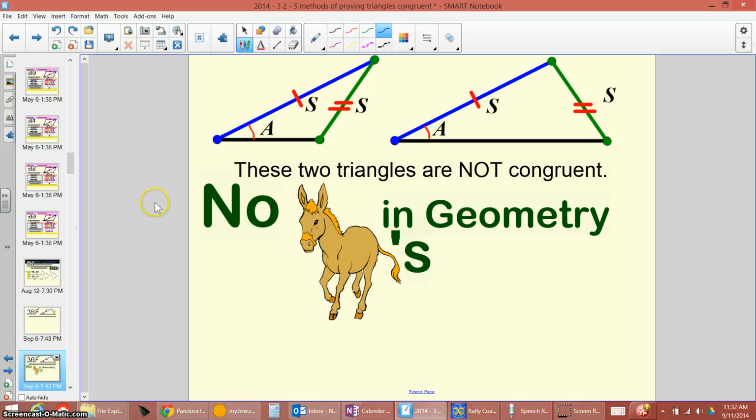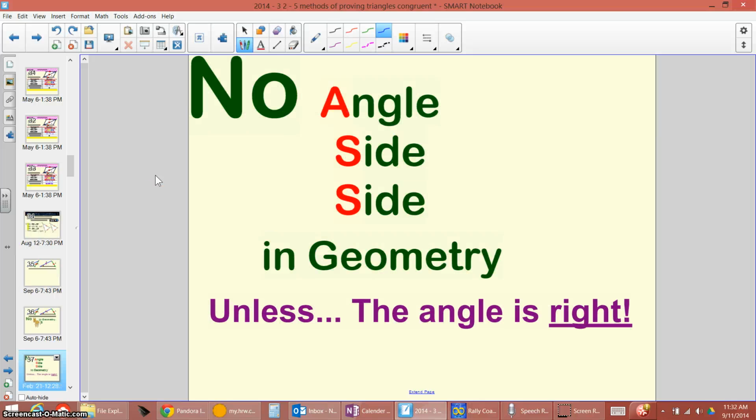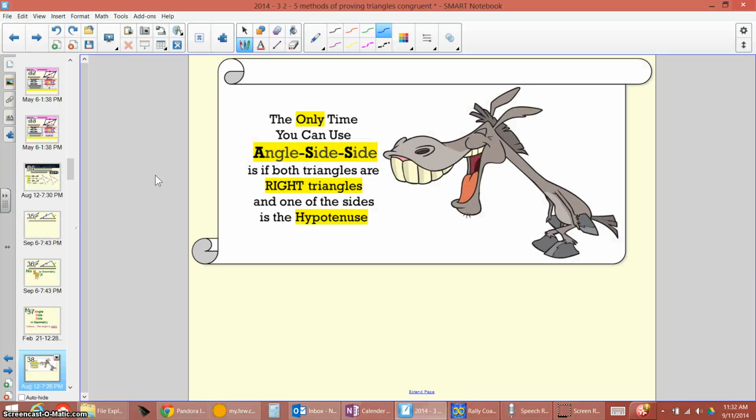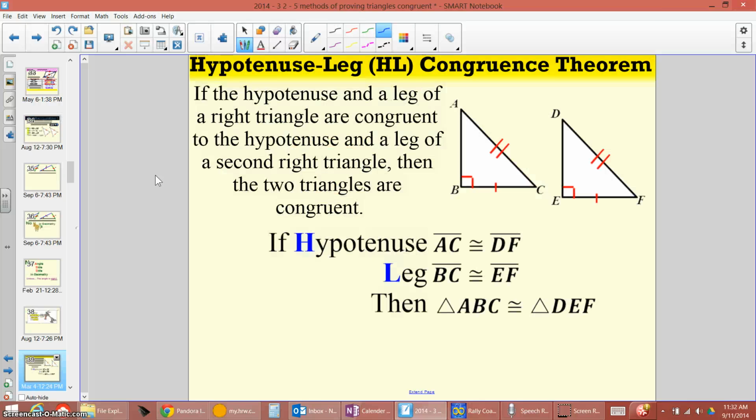That's why we say there's no donkeys in geometry. You'll never see me use angle, side, side. Ever, ever, ever. So if you think you've got congruence, you're wrong. No donkeys. No angle, side, side. Now, if it's a right angle, we don't call it angle, side, side. We call it hypotenuse leg. And we're going to talk about that right now.